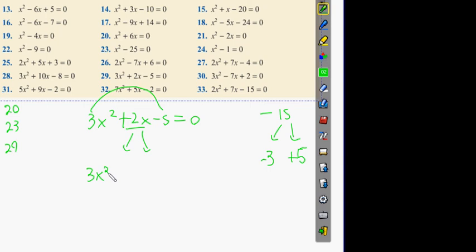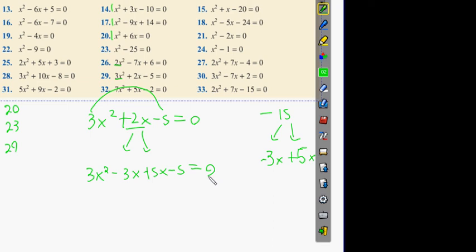Anytime it hasn't got a 1 in front of it, see these ones have a 1? That means they're the short way of doing it. When it doesn't have a 1, you have to do it the long way. And the long way is 3x squared, break up 2x into minus 3x plus 5x, equals 0. Now what can you take out of the two of them?